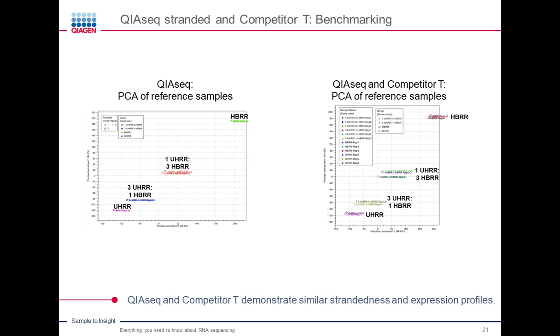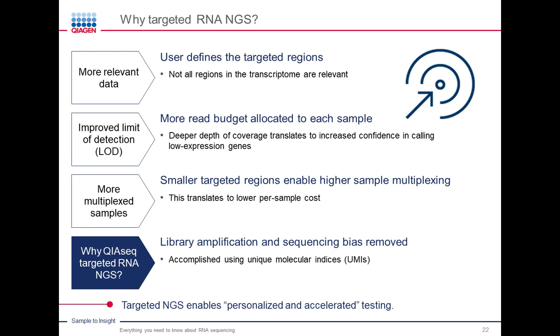So when you overlay the QIAseq kit and competitor T, basically everything is on top of each other. Whether you're looking at universal human reference, the titrations, or human brain, the samples are on top of each other. So the conclusion that can be drawn from this is that QIAseq and competitor T demonstrate very similar strandedness as well as expression profiles.